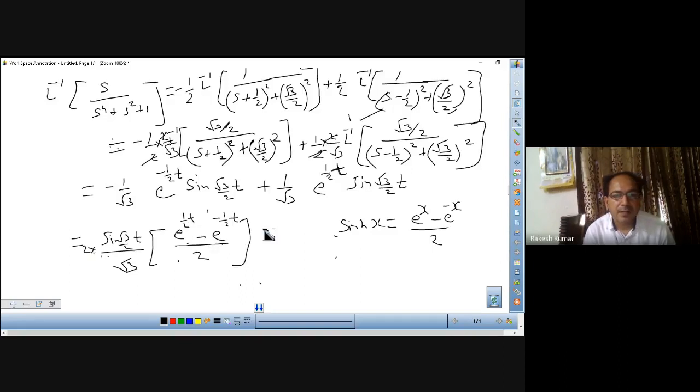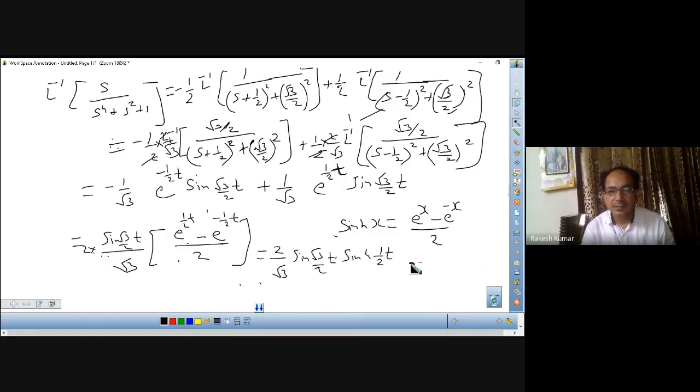Now we can apply the formula. What is x? That is 1 by 2. So by the formula, that is 2 by root 3 sine root 3 by 2 t, and what is this? This is sine hyperbolic 1 by 2 t. Here is t and here is x. So this is the final resultant of our given question of Laplace inverse transformation.